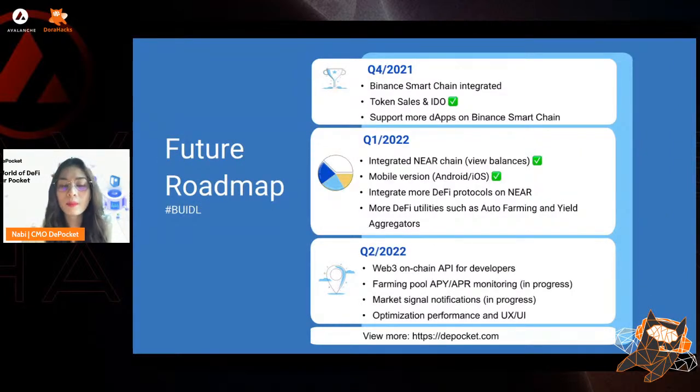Here's some of the future roadmap of DePocket. We officially launched 3 months ago and finished the audit 3 months ago. But I'm proud to say that we have already achieved most of the key milestones, like supporting multi-chain, supporting multi-wallet, and releasing the staking features and swap features, and this month we will support Ethereum.